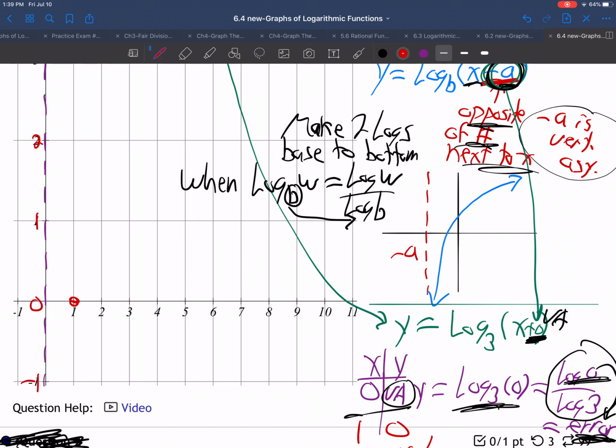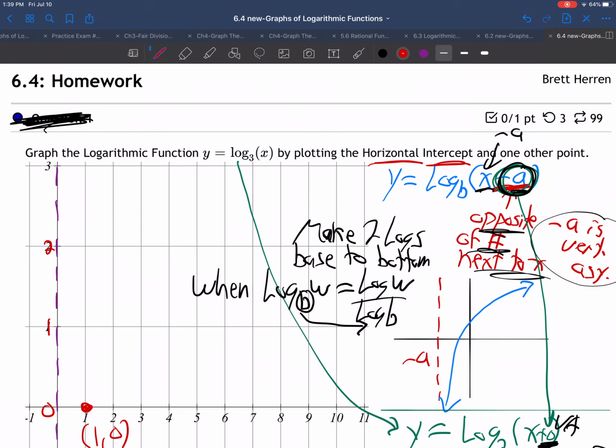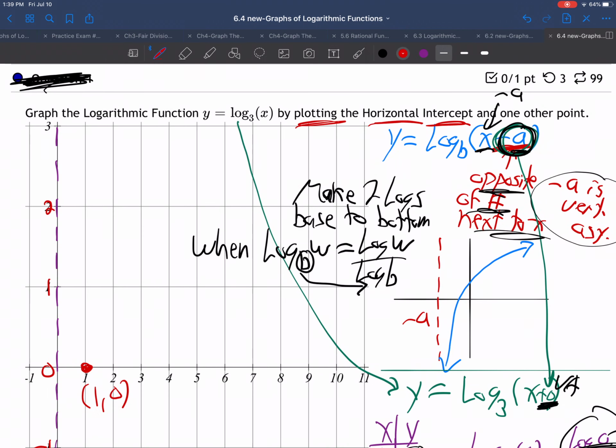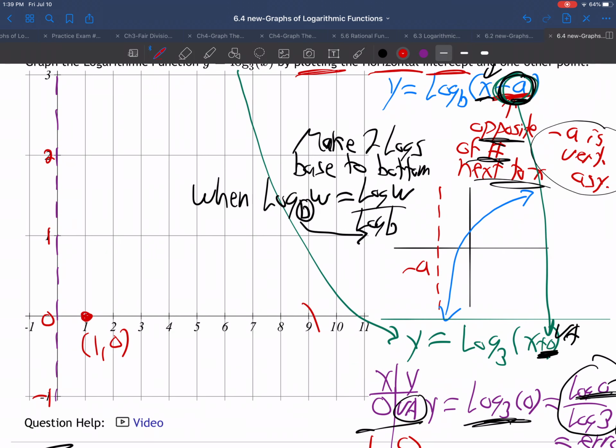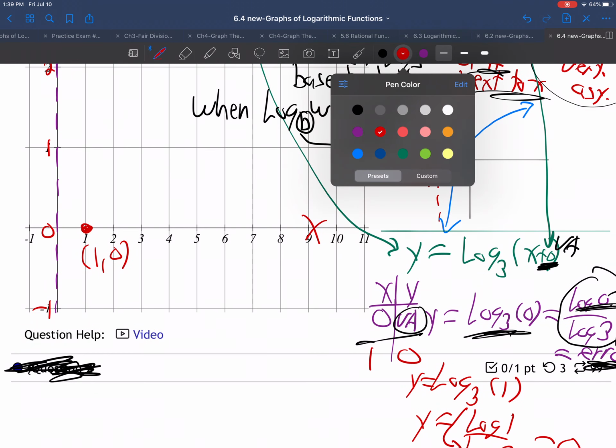And so this is the point over 0. No, it's not. It's over 1, up 0. What am I doing? Over 1, up 0. Okay. Now that's the point on the horizontal intercept. We plotted the horizontal intercept, right? That's on the horizontal axis, the x-axis, isn't it? So we've got the horizontal intercept. Now we need one more point.